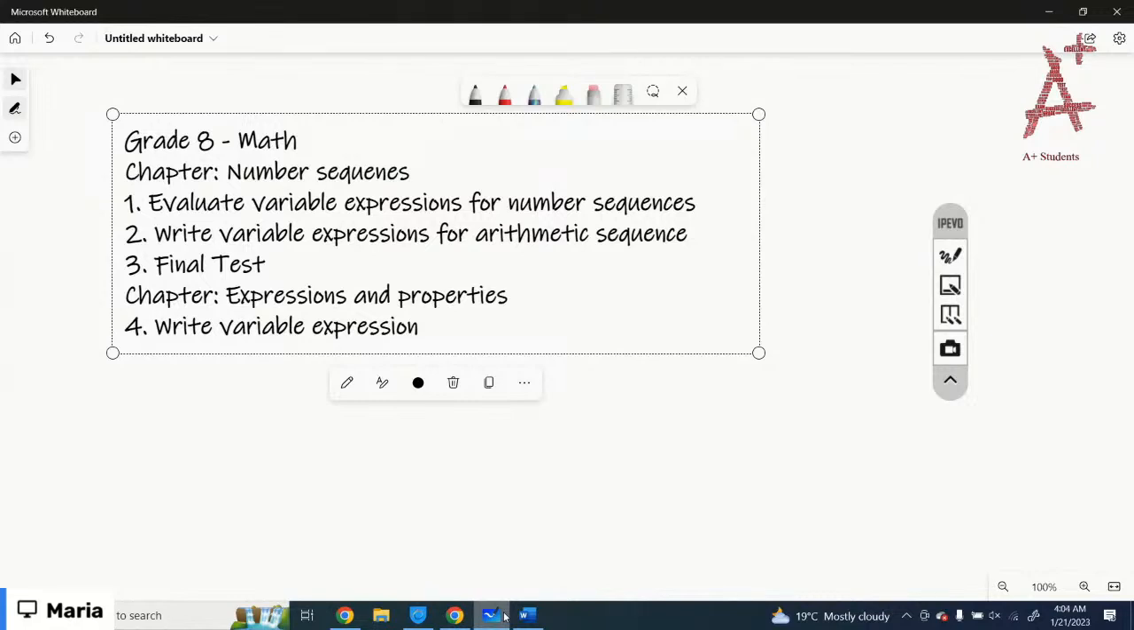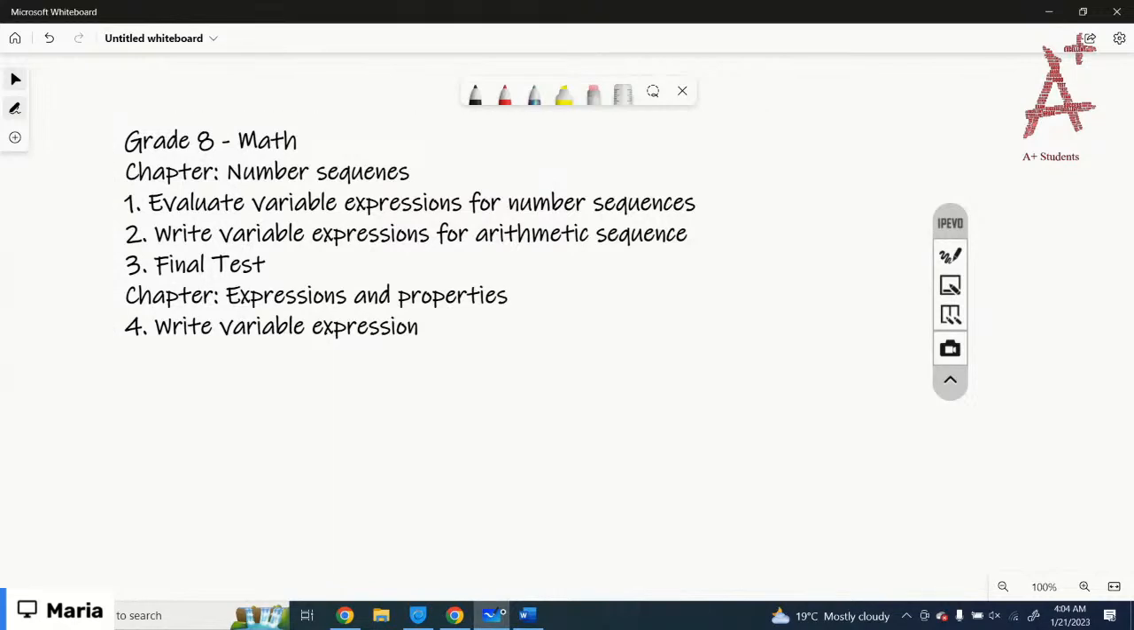So, we're going to start with grade 8 maths. You can find all the lessons on aplusstudents.com. You have to log in there using your email address and password as provided by the administrator. Then, you have to select math from the subject tab, scroll down to grade 8, and then click on view all lessons.